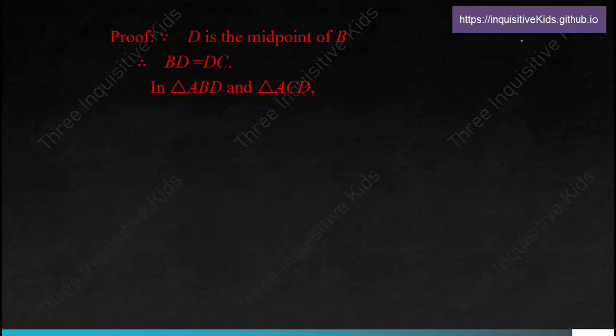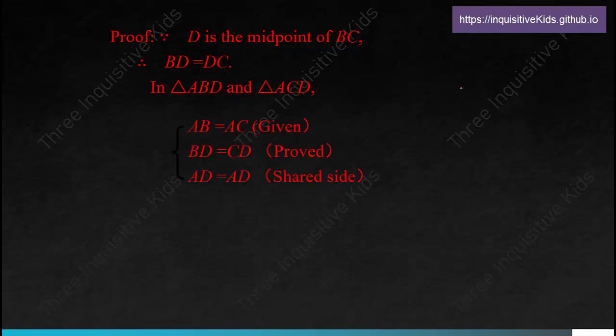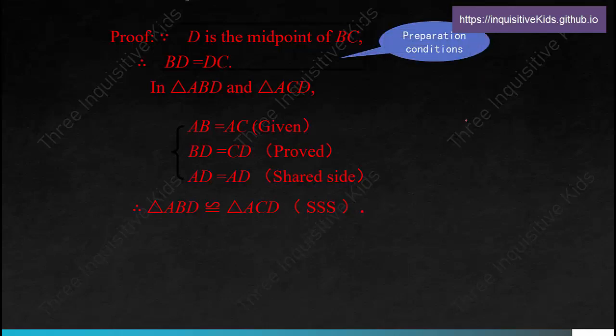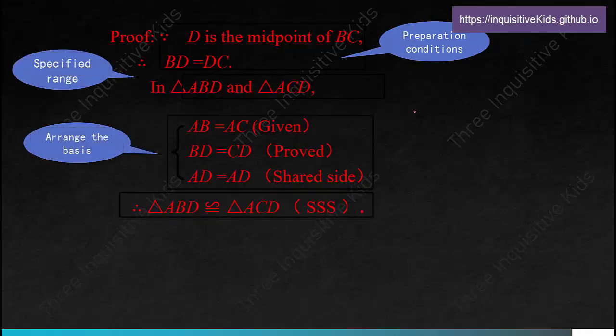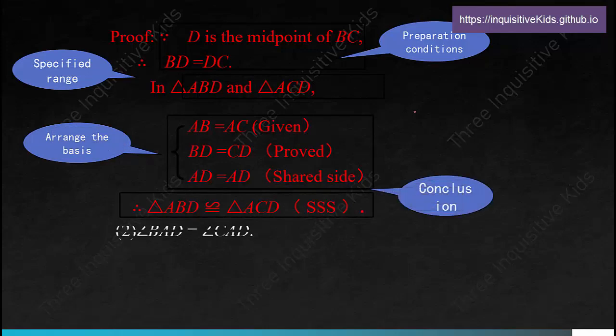So here's the proof. D is the midpoint of BC, so BD is equal to DC. In triangle ABD and in triangle ACD, AB is equal to AC, that's given. BD is equal to CD, that's proved. And AD is equal to AD, that's the shared side. So triangle ABD is congruent to triangle ACD because of the method SSS, side, side, side. So here are the preparation conditions, the specified range, the basis. Then we have the conclusion.